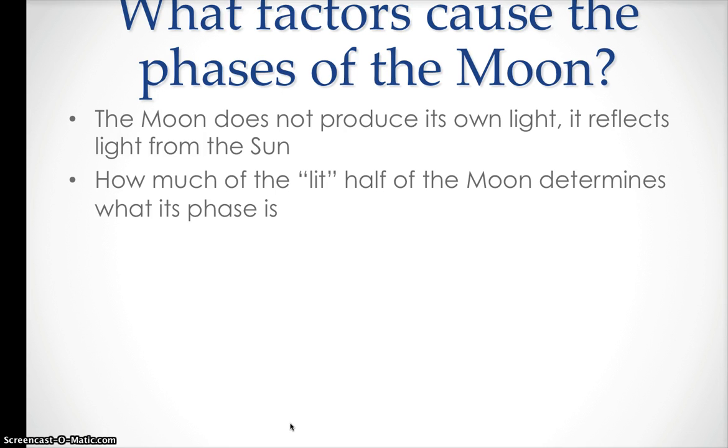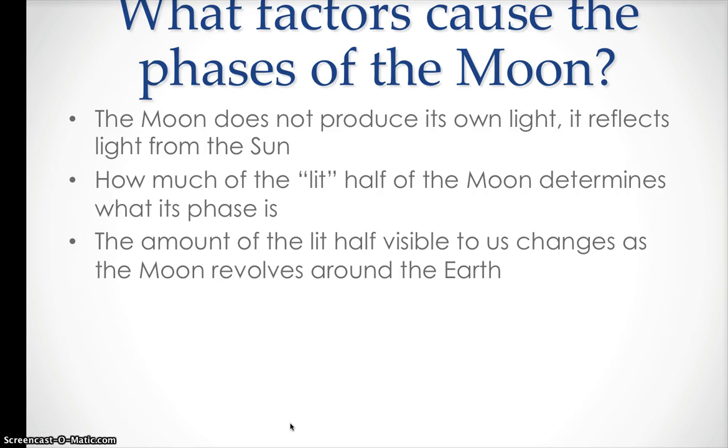The side of the moon facing the sun is the side that's lit up. But we might not actually see all that lit half of the moon. We only see a part of it, and that's going to determine what phase it's in. If we see the entire lit half of the moon, we know it's in the full moon phase. If we don't see any of that lit side, then it's in new moon. If we only see half of it illuminated and half of it dark, it's either in the first quarter or third quarter phase.